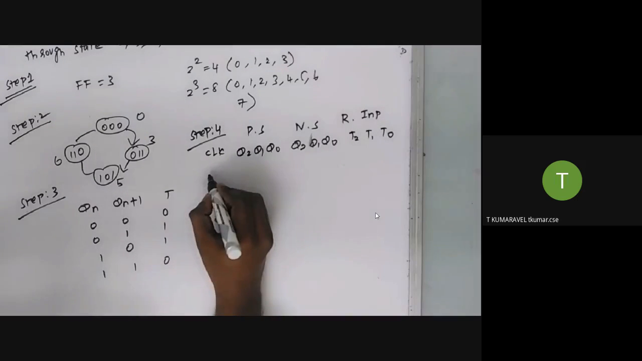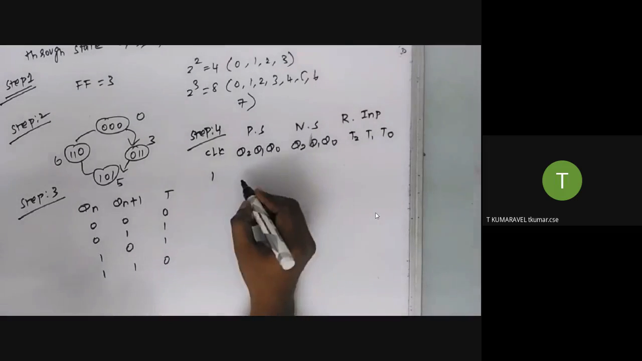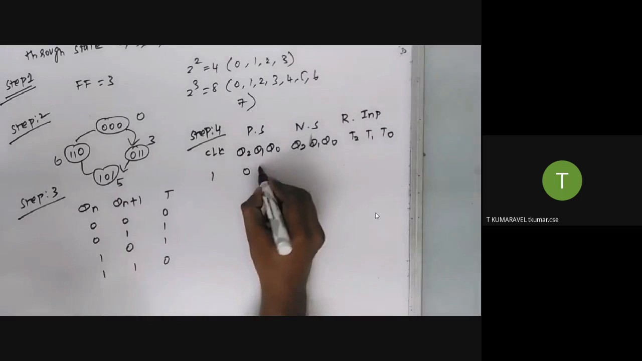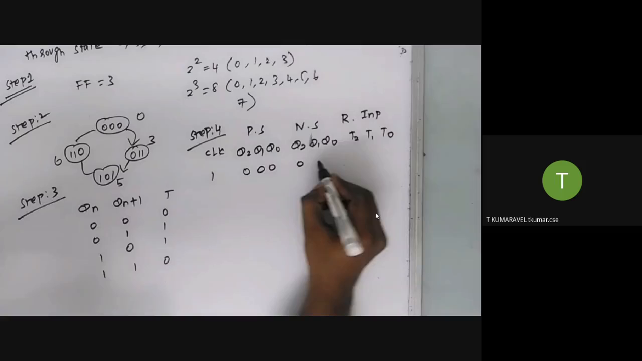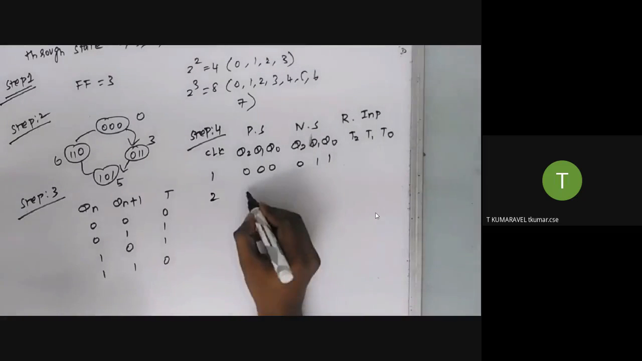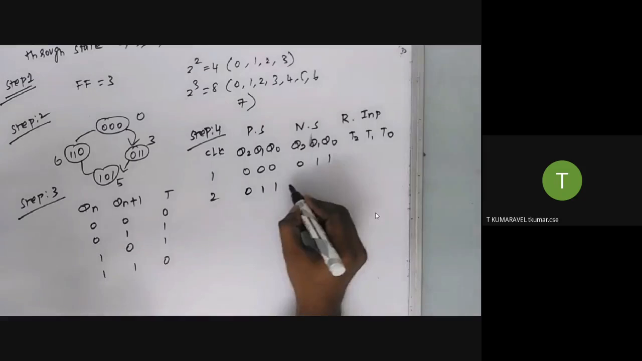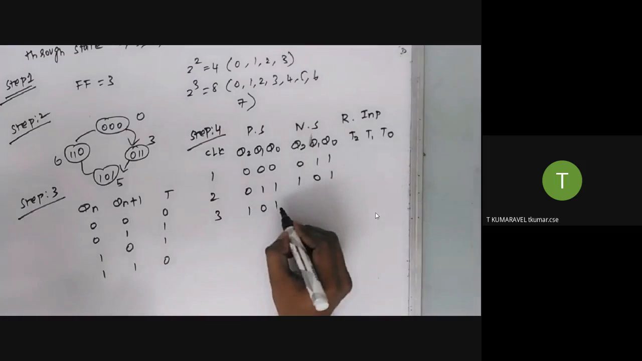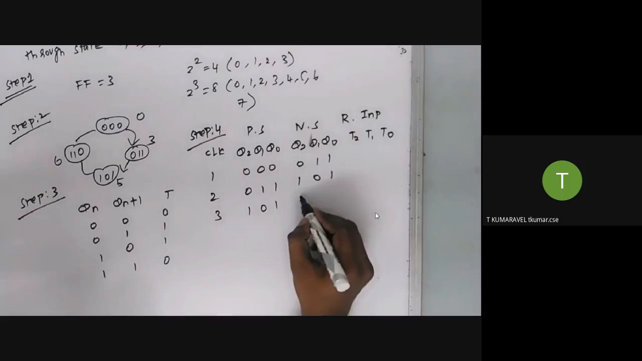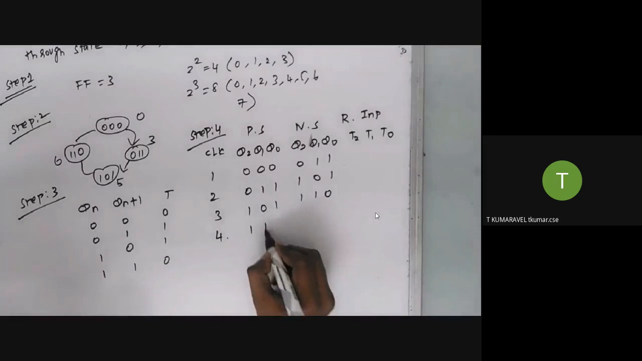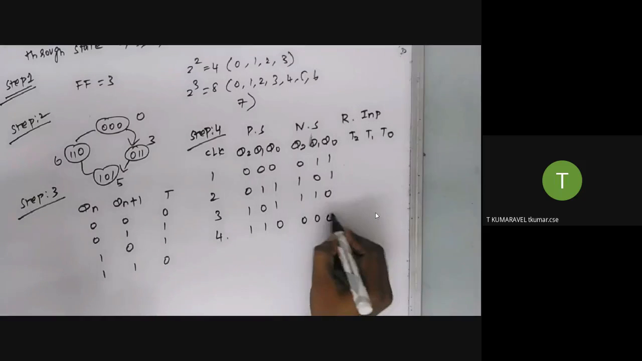So how do you fill up the table? Based on the state diagram. Starting at 0, 0, 0, the next state is 0, 1, 1. Then in the next clock cycle, the next state acts as the present state. From 0, 1, 1 the next is 1, 1, 0. From 1, 1, 0 the next is again 0, 0, 0.